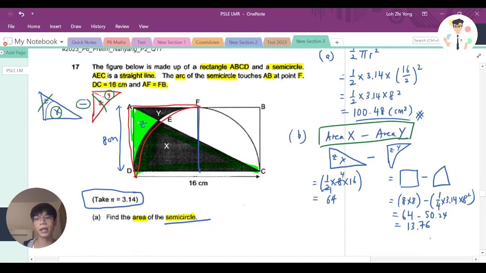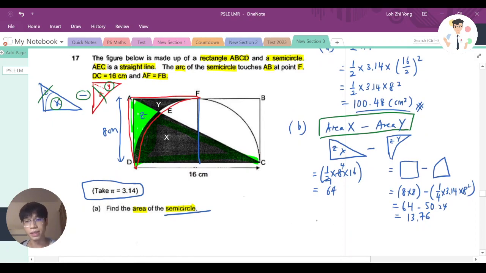13.76. And of course, my last step would be 64, which is the triangle, minus the boomerang, which is 13.76. And the answer will be 50.24 cm squared. And that's all for this part B. Then we are done for this part.